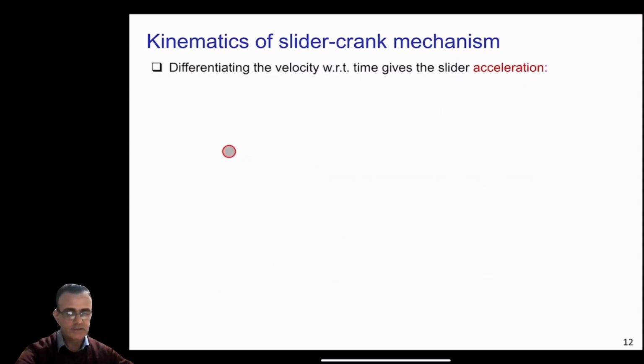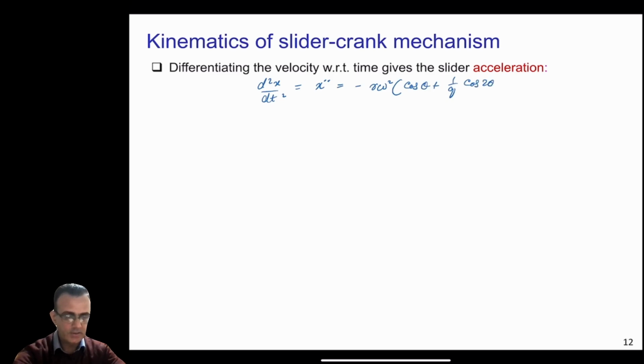Now finally, you want to calculate the acceleration. To calculate acceleration, again, you will need to differentiate with respect to time. So you need to differentiate the velocity with respect to time, which will become d square x divided by dt square, which is x double dot. And if you differentiate once more with respect to time, what you will get are omega square and cos theta plus 1 over q cos 2 theta here. This is the equation for the acceleration.